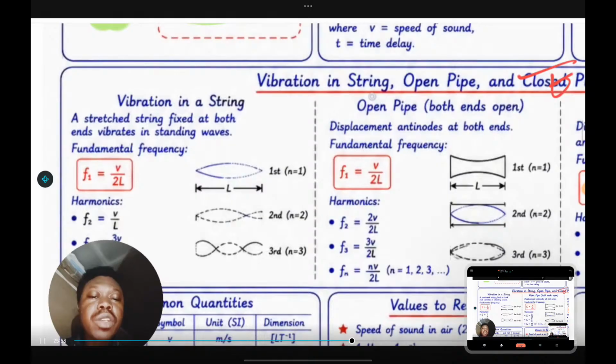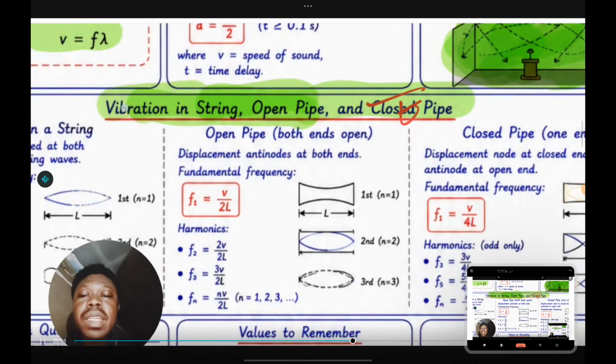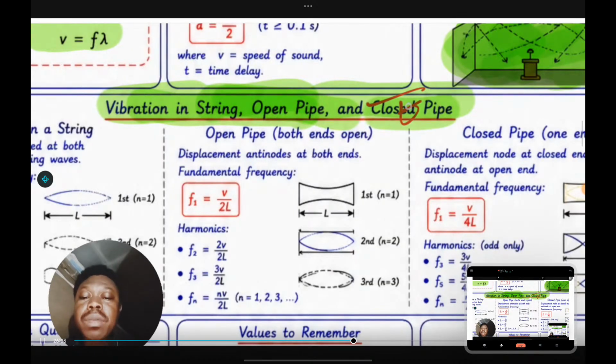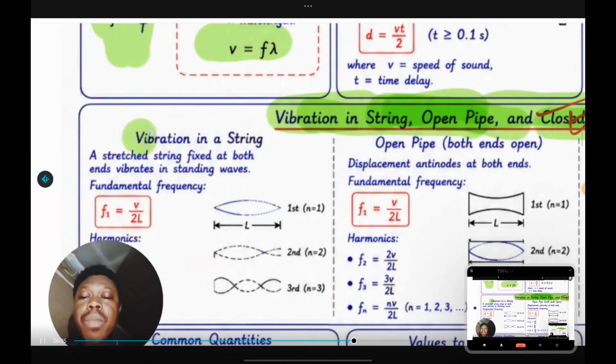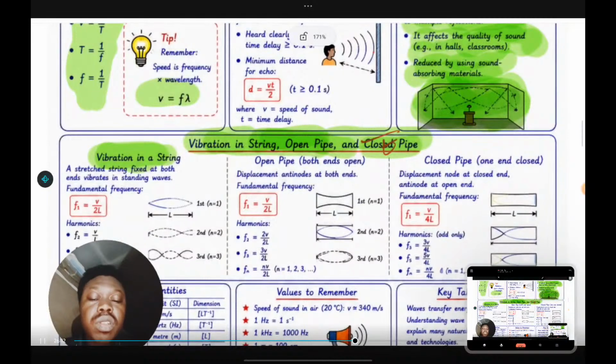Then vibration in strings, open pipes and closed pipes. I want to combine these and talk about them quickly. Under closed pipes and open pipes, now I have vibration in string. The formula you are going to use for this is the same as the formula you will use for open pipes. Is that clear? Now check. This is a string. This is an open pipe at both ends. So they take the same shape.